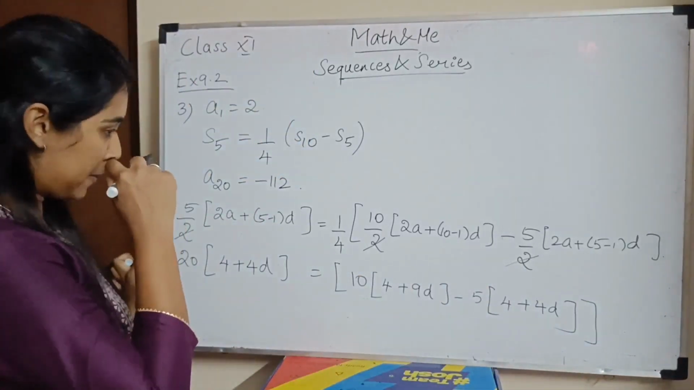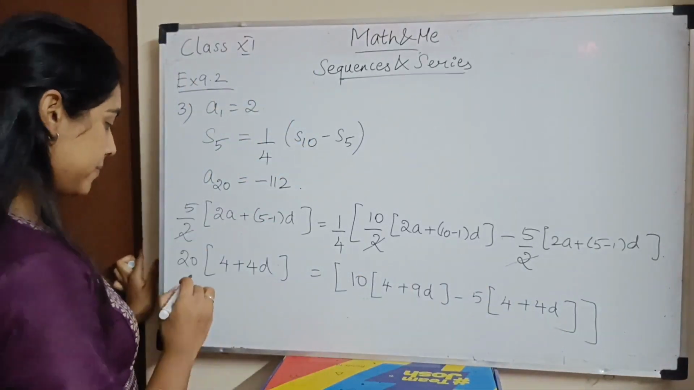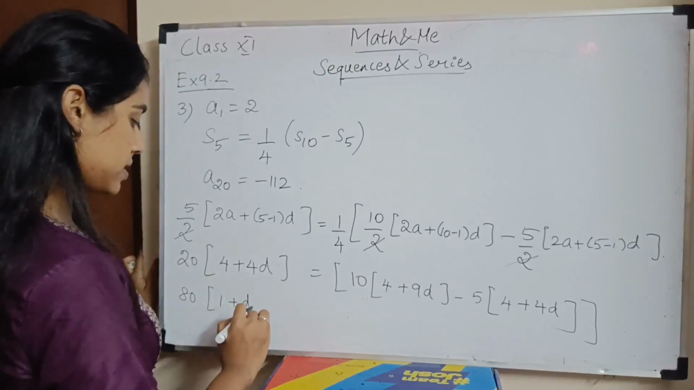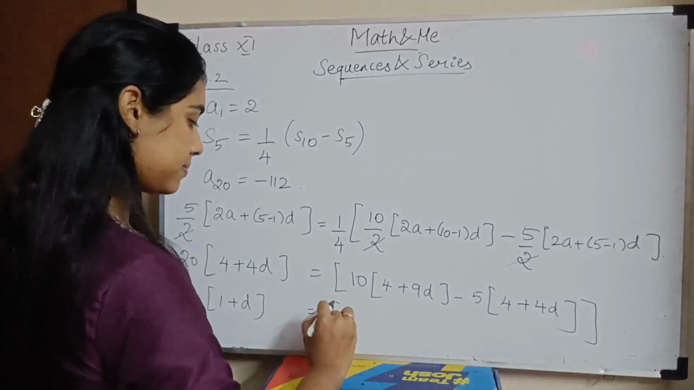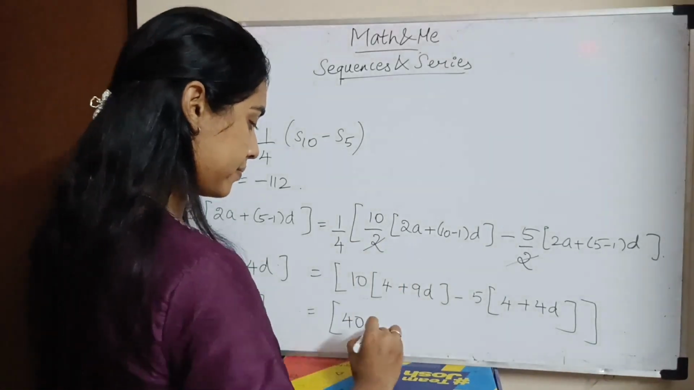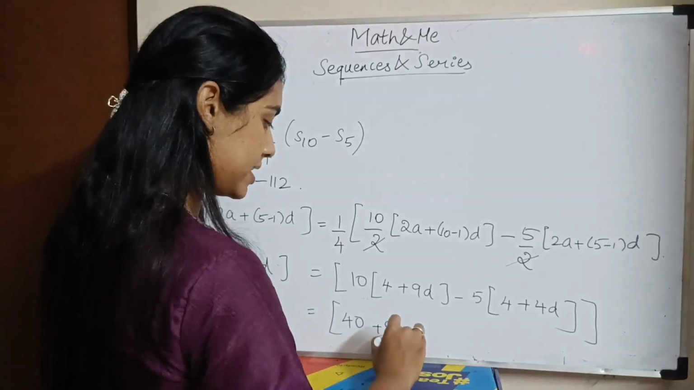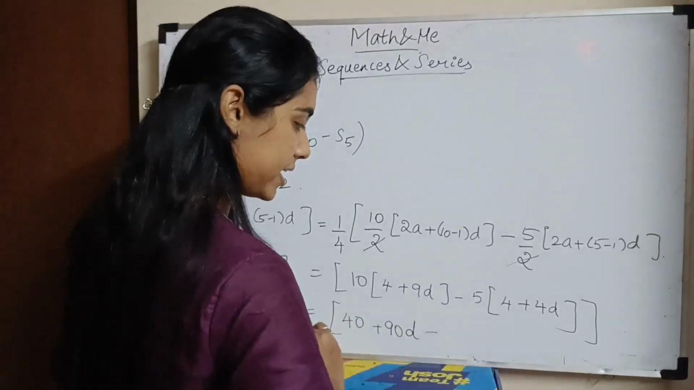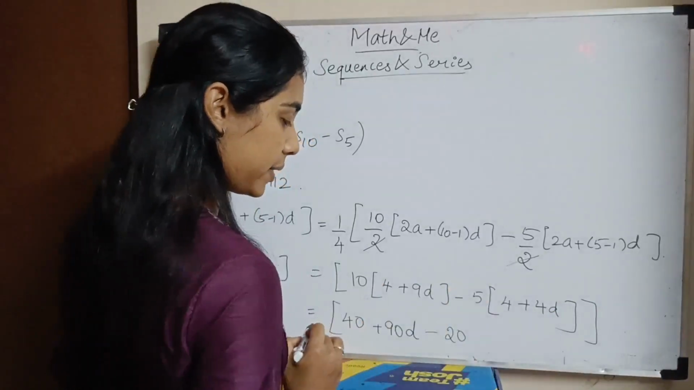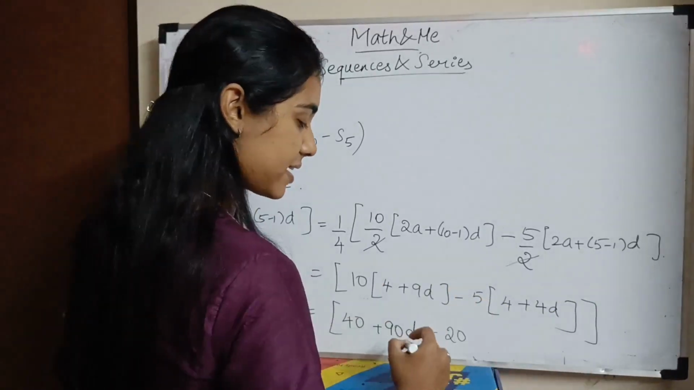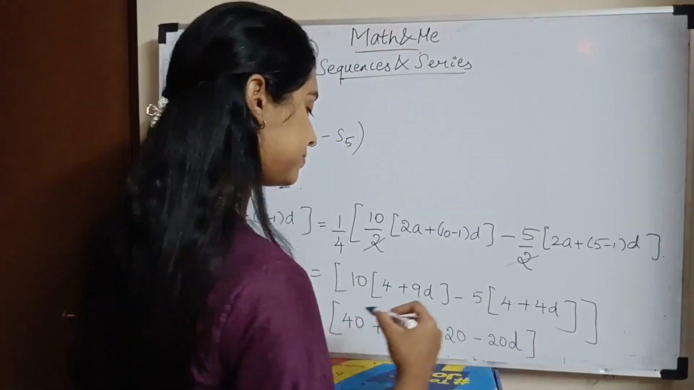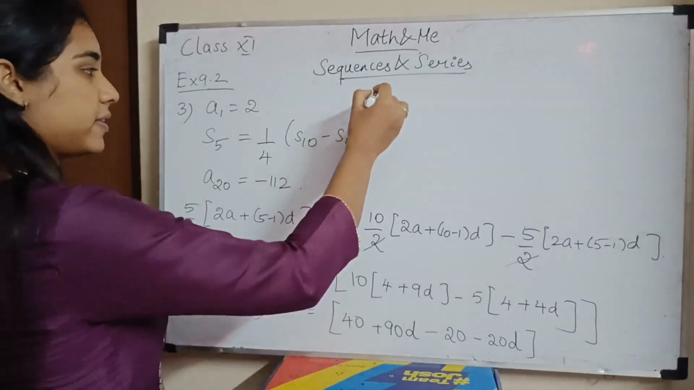So, what do I have here? Let me take the 4 outside. So, I have 80 times 1 plus d equals, let me multiply everything inside. I have 40 plus 80D minus 5 4s are 20. I'll take the minus sign inside the bracket. I have minus 20D. So what happens when I simplify the right hand side?